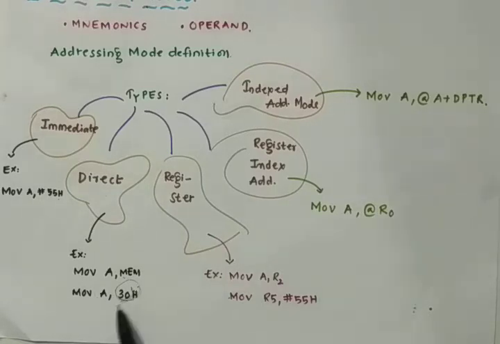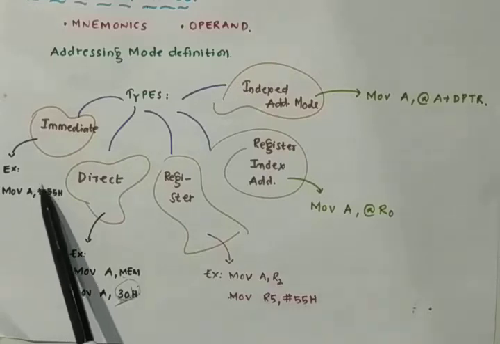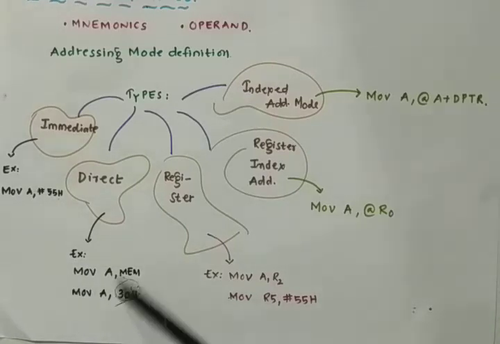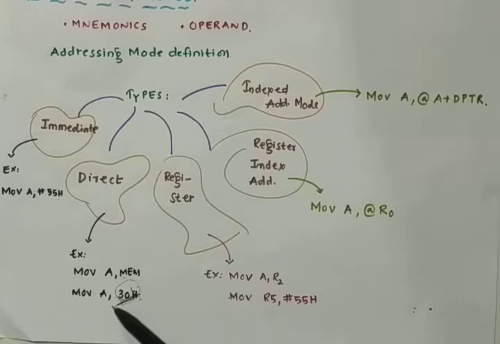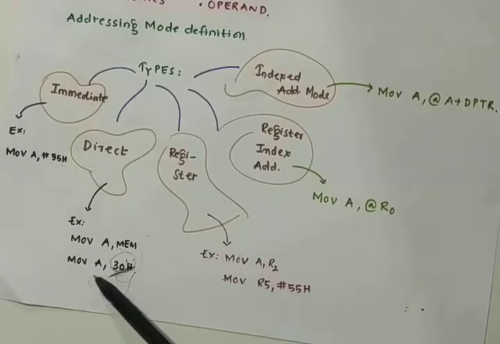This is not the data, it is the address, because only when we have the hash symbol can we call it data. Otherwise it is the address only. 30H is nothing but the address, so the execution pointer will go to that particular location, 30H, get the data from it, and that data will be moved into the accumulator register here.